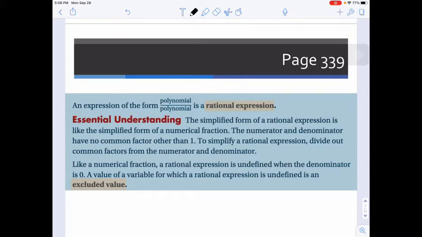The simplified form of a rational expression is like the simplified form of a numerical fraction. The numerator and denominator have no common factor other than 1. To simplify a rational expression, divide out common factors from the numerator and denominator. Like a numerical fraction, a rational expression is undefined when the denominator is 0. A value of a variable for which a rational expression is undefined is an excluded value.